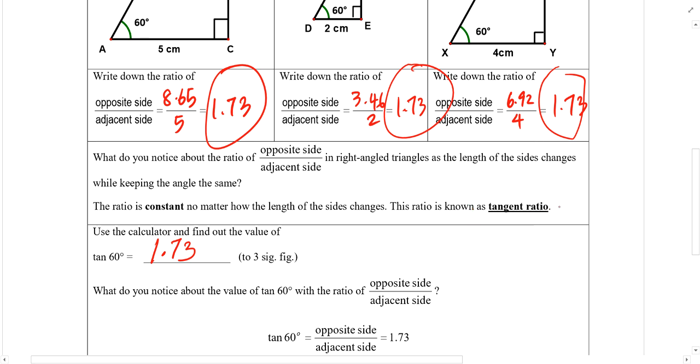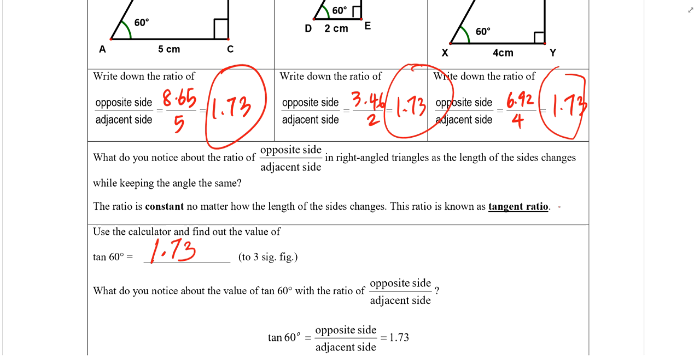Now, for some of you, if your calculator is in the wrong mode, for example like this, I press shift, I press mode, and then you see number 3 is degree, number 4 is radian, number 5 is gradient. Some of you may have a letter R over here. It is in the wrong mode. So if I key in tangent 60, I will get a different value.